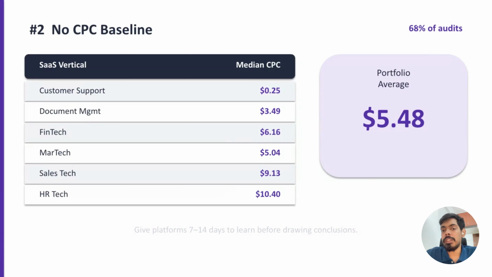The second mistake is no CPC baseline. People see a $15 CPC and panic, but CPC actually varies wildly by vertical. Customer support SaaS averages $0.25, for example, whereas if you take HR tech, this goes up to $18. A typical portfolio average is somewhere around $5 to $6. You need to know what's normal for your space before you launch your campaign. Platforms typically need 7 to 14 days to learn before the data actually means something for you.